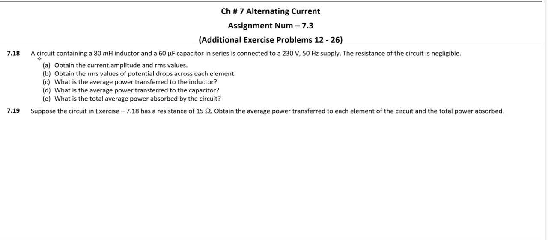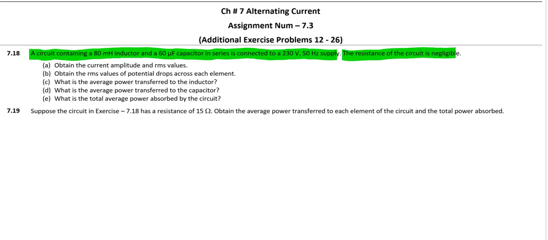The question of 7.18 is: a circuit containing an 80 millihenry inductor and a 60 microfarad capacitor is in series. The two are in series and the source voltage is 230 volt, 50 hertz. The resistance of the circuit is negligible, so we will consider R to be 0.